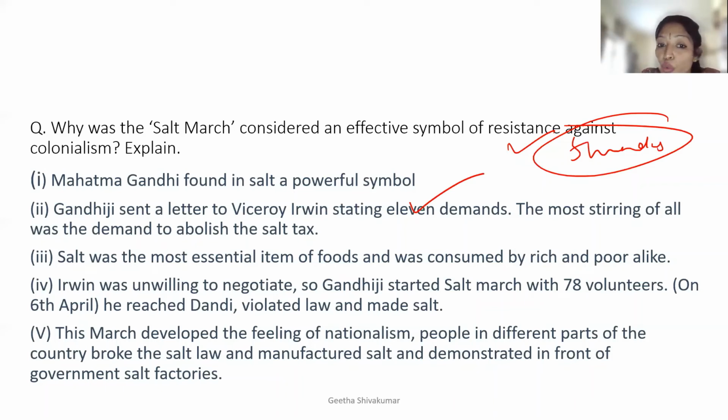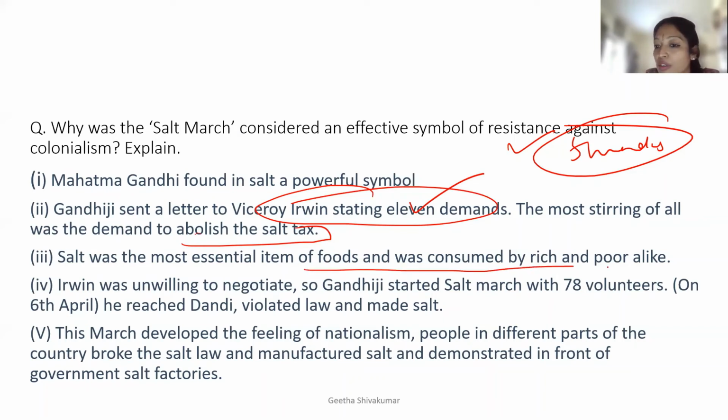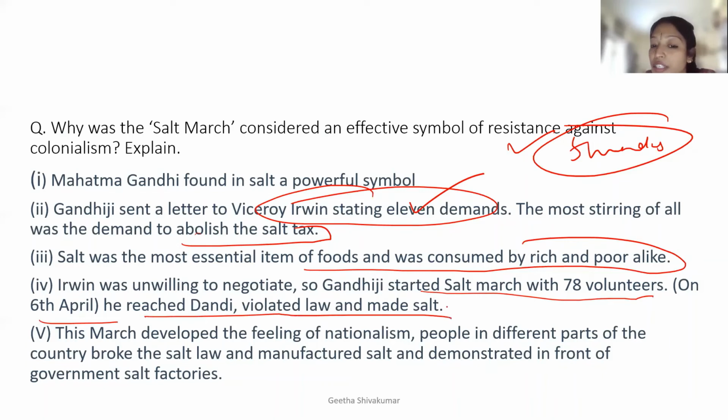Gandhiji sent a letter to Viceroy Irwin stating 11 demands. I was telling you about these demands. The most stringent of all demands was to abolish the salt tax. Salt was the most essential item, as I told you, consumed by rich and poor both. Irwin was unwilling to negotiate. So Gandhiji started the Salt March with his 78 volunteers on 6th April. He reached Dandi and he violated the law.